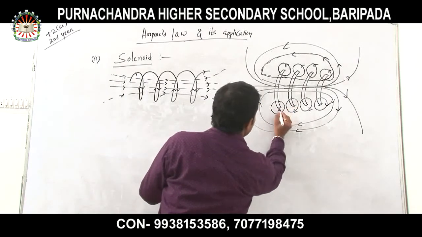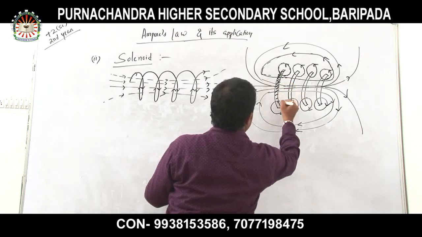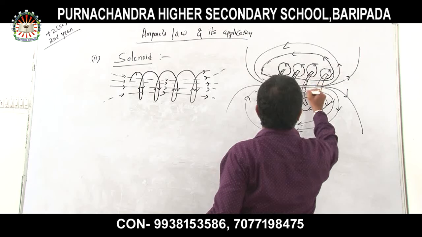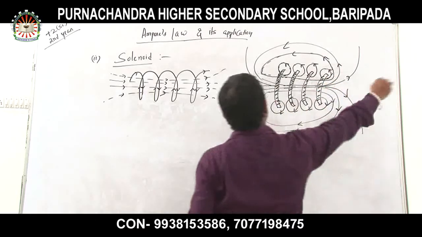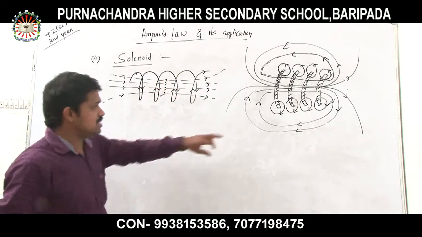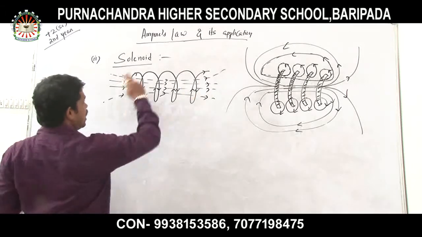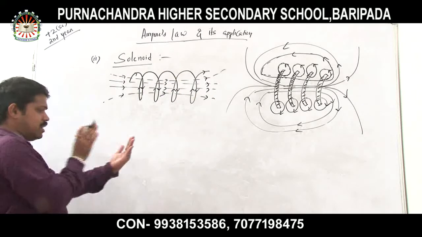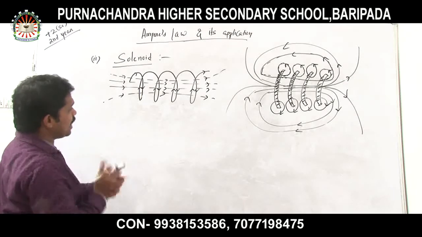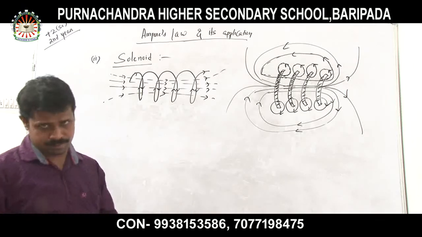Clear? These are the loops. Look at this carefully. These are the loops which I have just marked here. Loop number 1, loop number 2, loop number 3, loop number 4, and so on. Around each loop, a magnetic field is created, and these loops are called Ampere loops, as I have discussed. So this is a helical structure where the wires are wound very close to each other. So what is our aim? Now our aim is to find the magnetic field due to this solenoid.